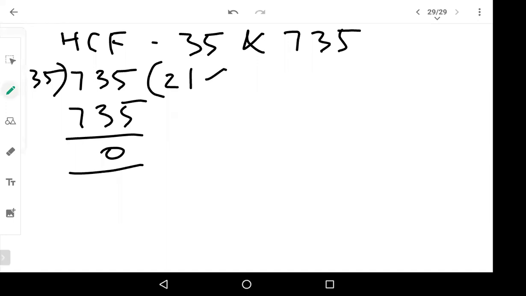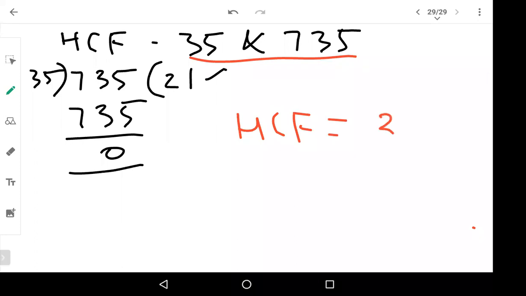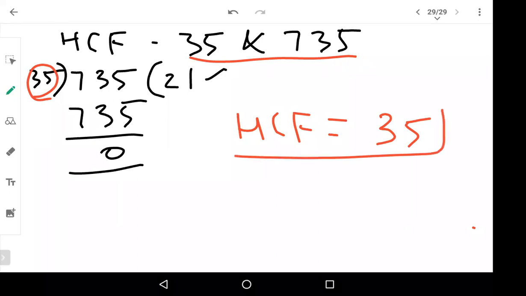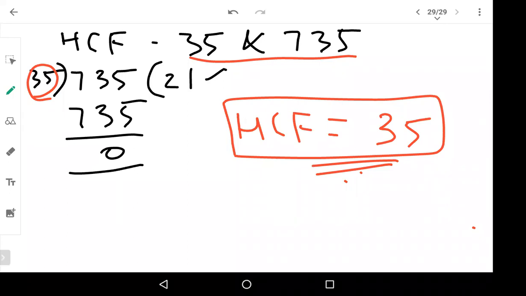But what is the HCF? HCF of 35 and 735 is also 35, because if you see here, you have 35. Okay, final answer, put a box, which is compulsory. Everybody understood?